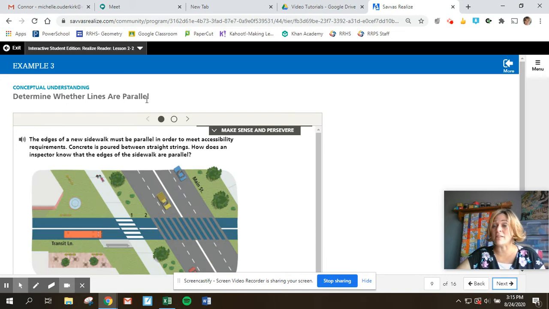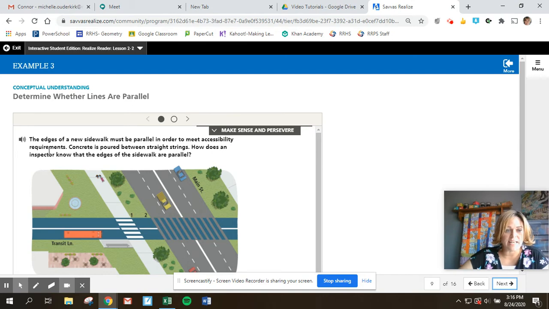Okay, determining whether lines are parallel. Think of the rules. Converse alternate interior, converse same side interior, converse alternate exterior, and the converse of corresponding angles. So all of those are congruent angles except supplementary. So converse of supplementary, or sorry, converse of same side interior.